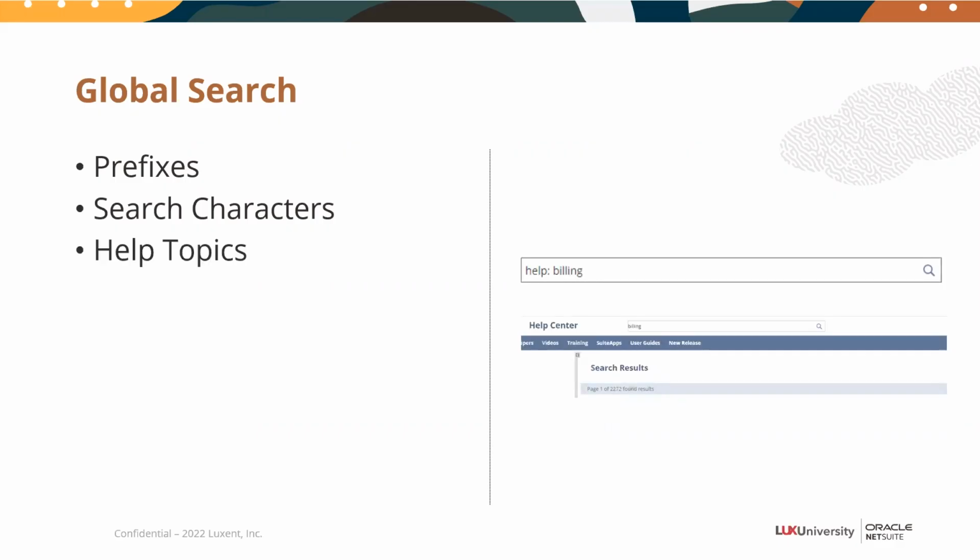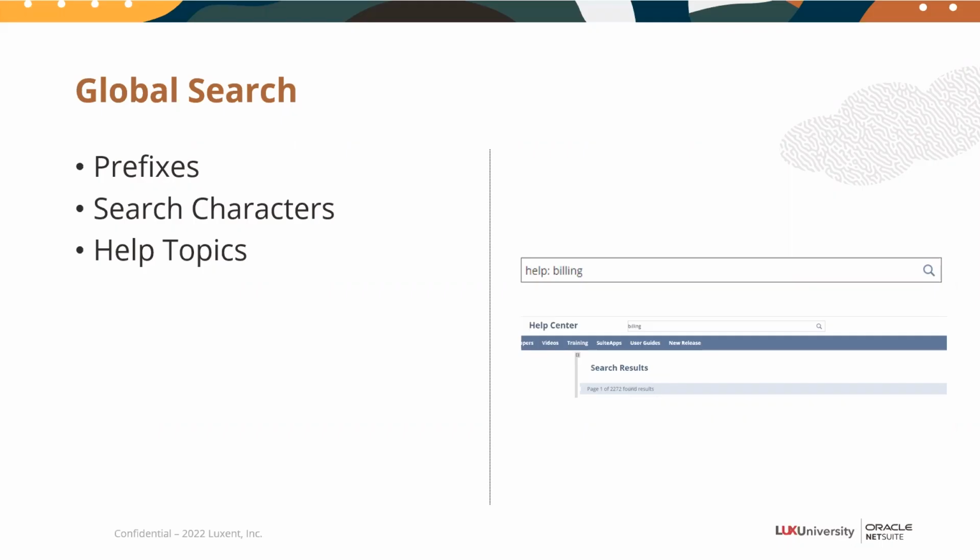All right. And then next, something that a lot of people don't know is that you can actually get to help from the global search. So if you put help: and then search for a topic in global search, it will take you to the help center and find all of the help topics related to that search query that you just made. So this is a shortcut to getting to that help topic screen when you know what topic you are looking for.